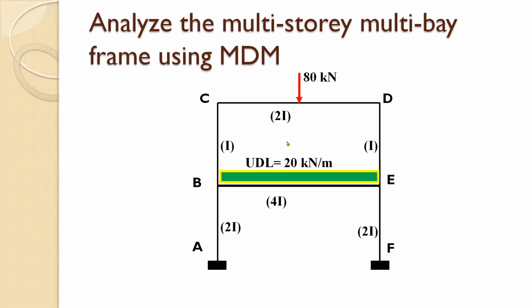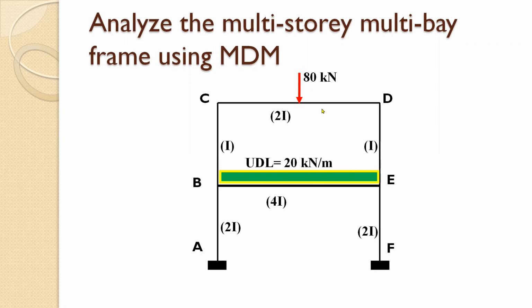This is a multi-story frame, single bay, two-story, subjected to a uniformly distributed load of 20 kilonewton per meter. It has various moments of inertia: the moment of inertia of the bottom column is 2I, the bottom beam is 4I, and these are the moments of inertia for the top story. It is subjected to an 80 kilonewton load on the axis of symmetry, and there is a uniformly distributed load of 20 kilonewton per meter.